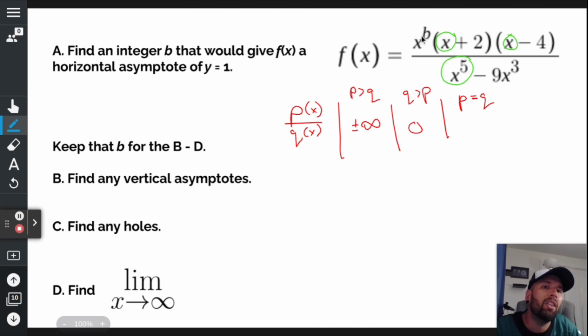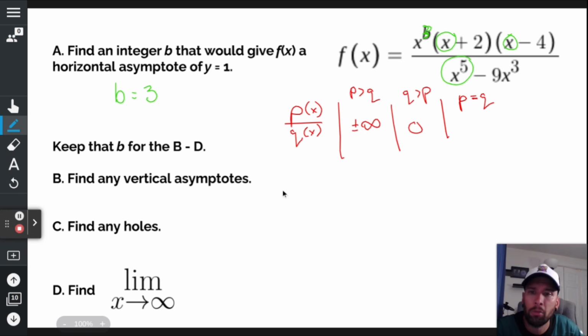So in order to make this match up with that, I have 2 x's up here, and that has to match with 5 x's down here, so b has to be 3. Because when that's x to the 3rd, and I multiply all this out, I have a leading coefficient of x to the 5th, which matches up with x to the 5th. Great.